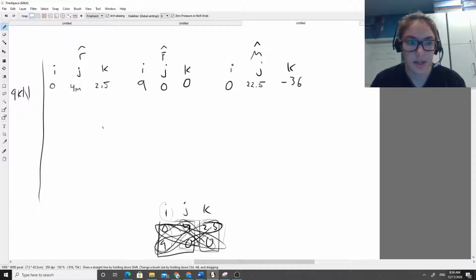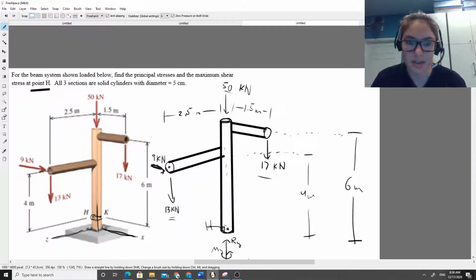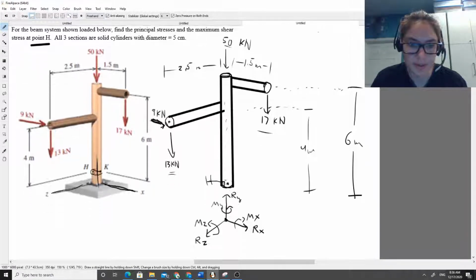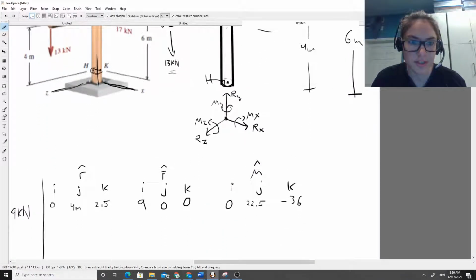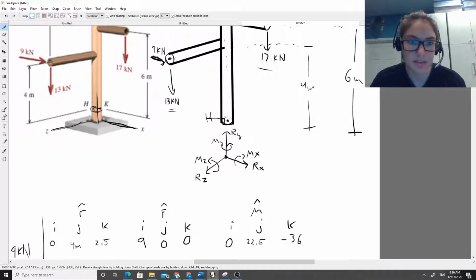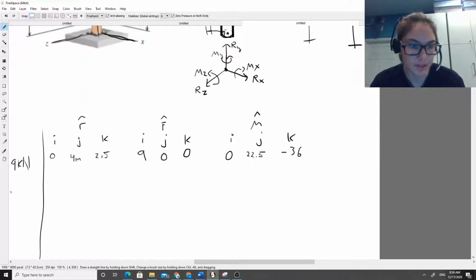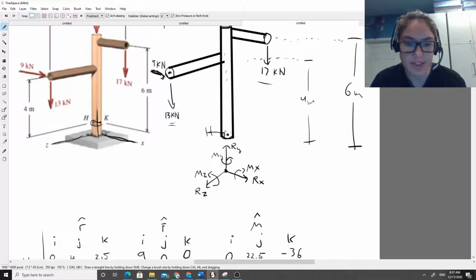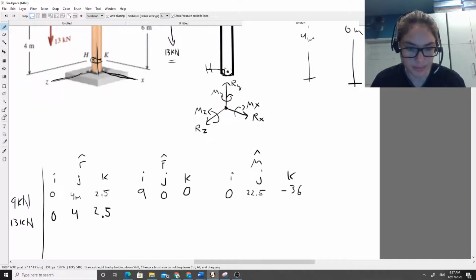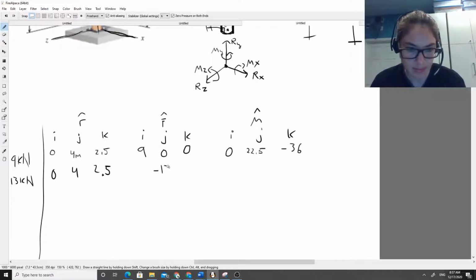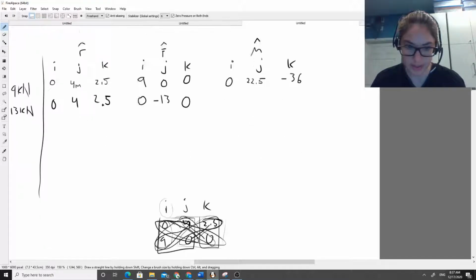This is 0. Let's go ahead and move on to the next force, and hopefully this next one will go faster. So we'll say, okay, let's do the 13 kilonewton force. And since it's acting on the same point, we can go ahead and copy our position vector. So for the 13 kilonewton force, it's the same position vector. In terms of the force vector, it's pointing straight down, so that's going to be a negative j direction. And for the magnitude of it, we'll just say it's going to be 13, with 0 on the other two. And the moment, we just take the cross product again.